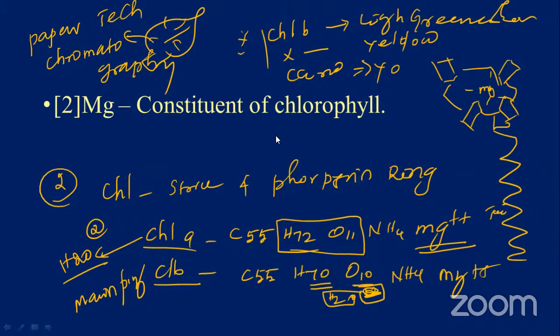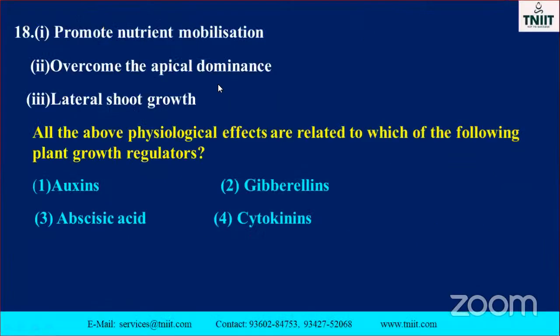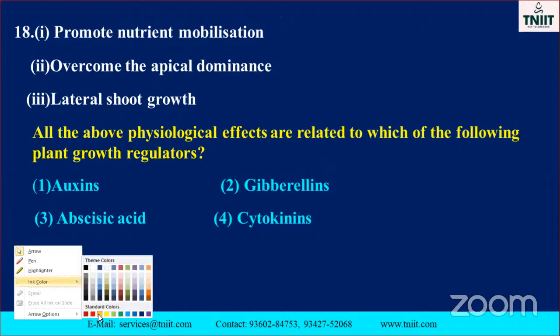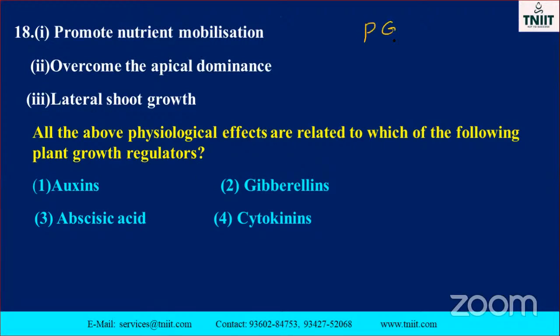Okay, go to the next question. See the 18th one: promote nutrient metabolism, overcome the apical dominance. Normally, this also comes. See the options. It comes under the heading PGR. What is the meaning of PGR? Plant growth regulators or phytohormones.